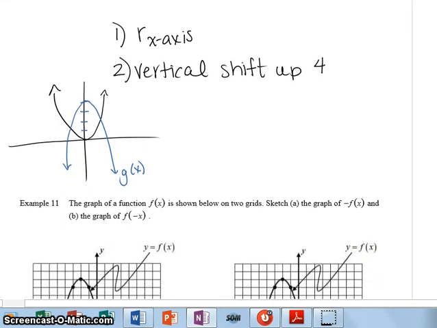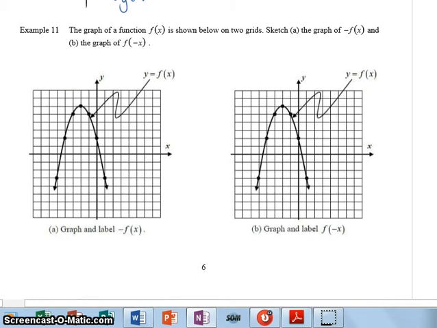Example 11. The graph of f of x is shown below on 2 grids, so it's the same one there. Sketch A, the graph of negative f of x, and B, the graph of f of negative x. Okay, so this one you have to recognize. This is a reflection over the x-axis, but when the negative is on the inside, that's a reflection over the y-axis. So they want us to sketch both.